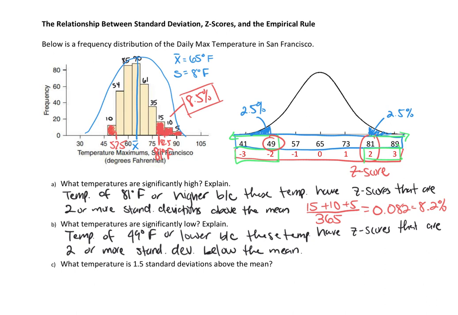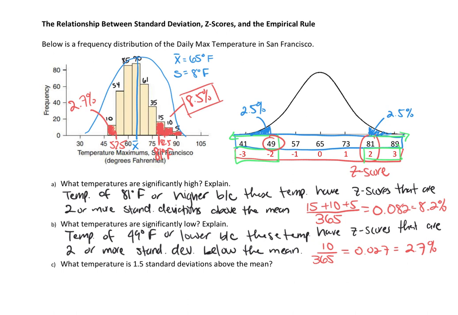So that means that those temperatures are in that first frequency bar, which is 10. So let's do the calculation here. That's 10 out of 365 days, which is approximately 0.027 or 2.7%. So approximately 2.7% of the daily maximum temperatures in San Francisco are less than 49 degrees. So here, this does match up with that criterion. It is less than 5%, so it makes sense that that checks out there.